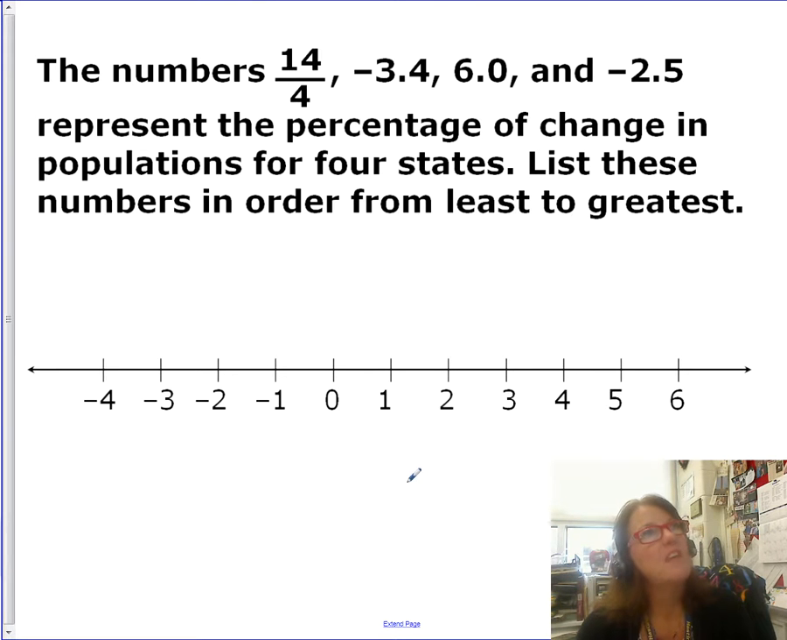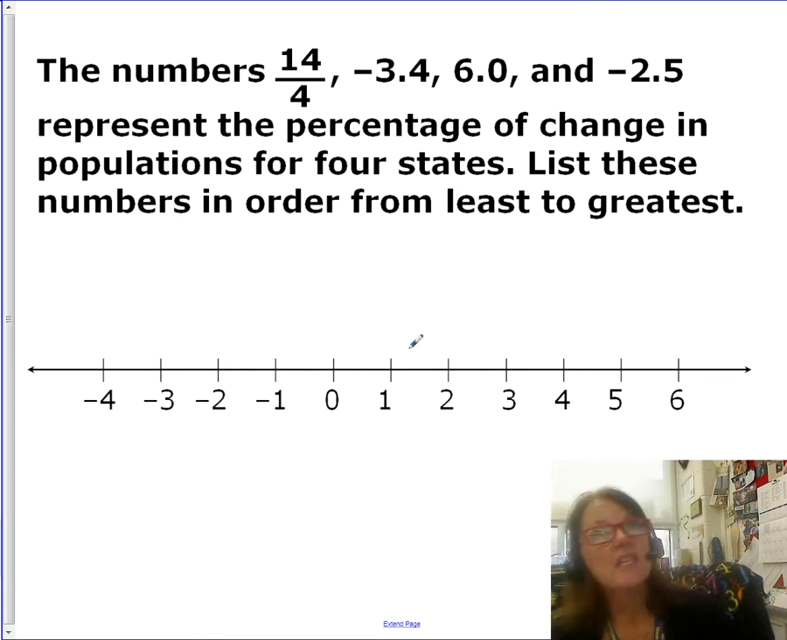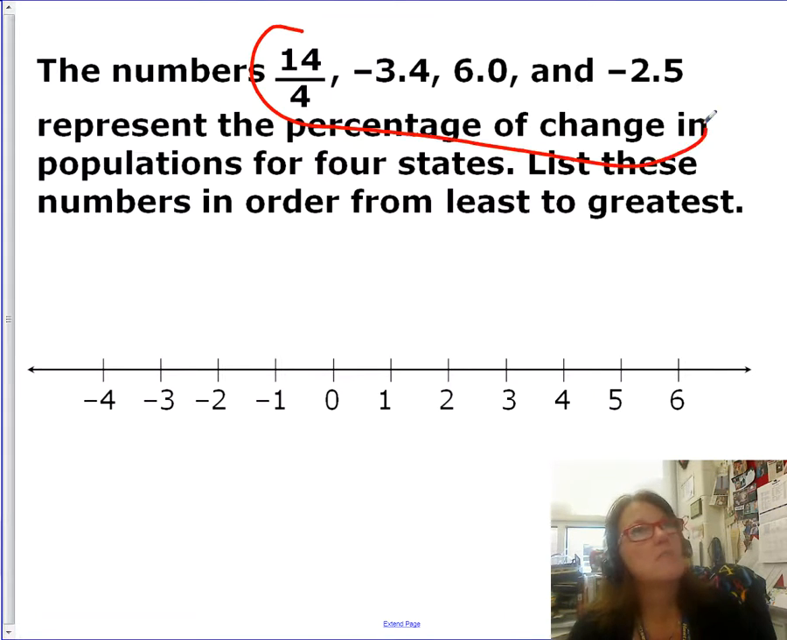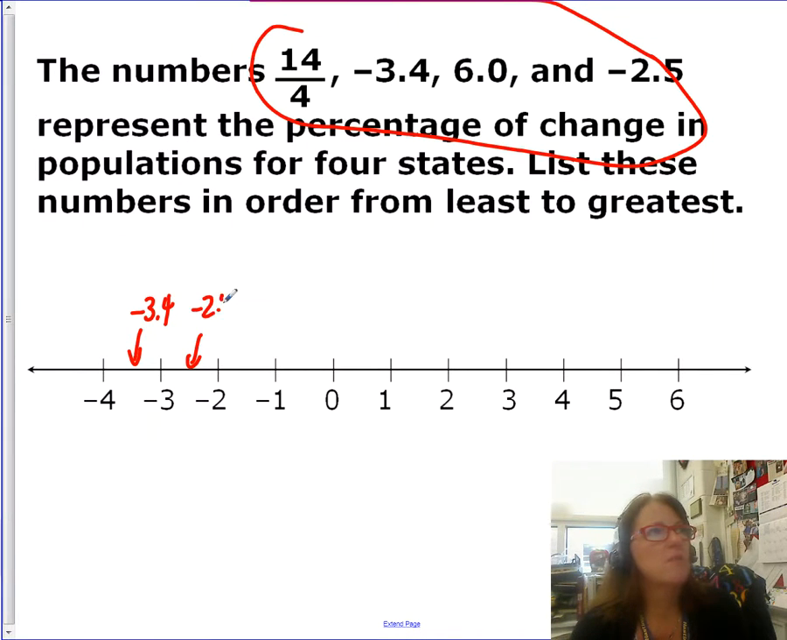Okay. All right. As we look at this next one, I am going to have you look at these. It says put them in order from the biggest to the smallest, or smallest to largest. And I give you a number line as kind of a resource. You know, -3.4 is going to be right about there. -2.5 is going to be right about there. 14/4 and 6. Well, here's 6, or 6.0. So now the question is, where is 14/4 on the number line?